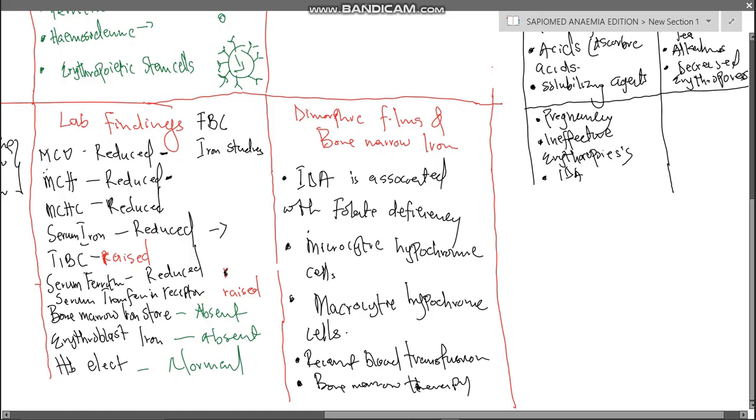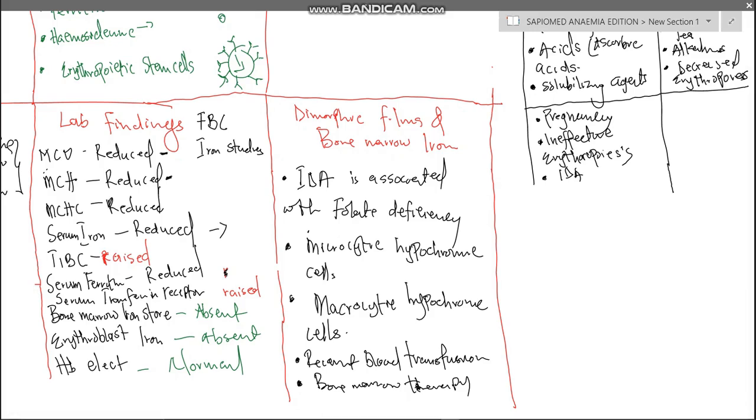Alright. So these are the basic things we have to know on iron deficiency anemia. Of course, if you have this in mind, there is no way you can miss any iron deficiency anemia diagnosis. You are going to get it right, straight on point.